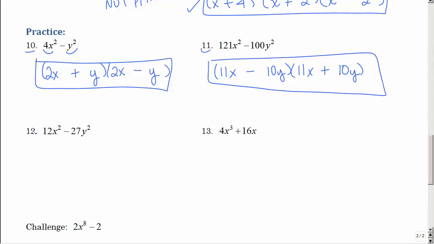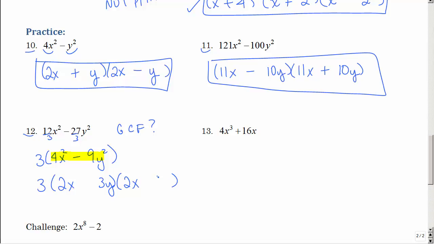This one's pretty easy. Number 12. Is there a GCF? You've always got to be thinking that very first thought. Yes, they're both divisible by 3. So if I divide both of those by 3, I would leave 4x squared minus 9y squared. Then you ask yourself, can you factor more? Yes, I can. It's the difference of two squares. So again, 2 steps because I did the GCF first, then I did the squares. 2 steps. I want to see both steps on your paper.